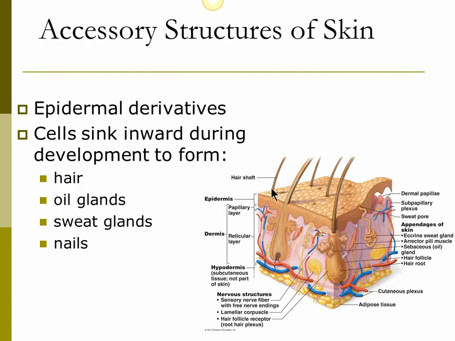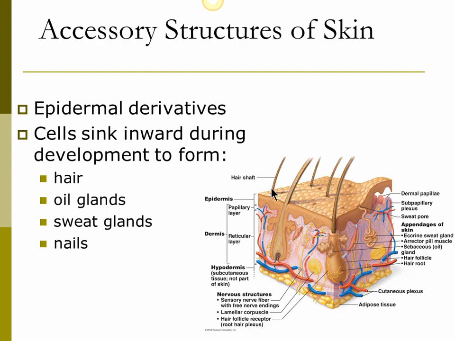Now let's look at accessory structures of the skin. Whenever you're looking at these, it's always good to make a little note of which of these structures are accessory and which are true skin. Skin consists only of epidermis and dermis. Hypodermis is not really a true part of skin, we just include it. And the skin then has all these helping structures, which we call accessory structures.